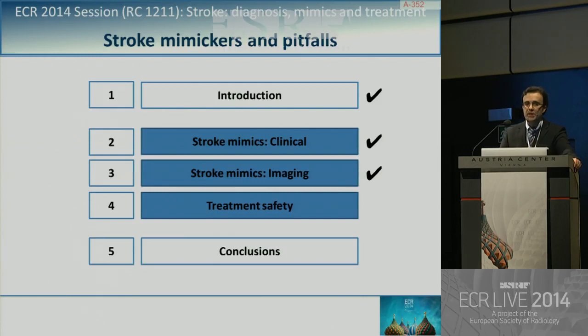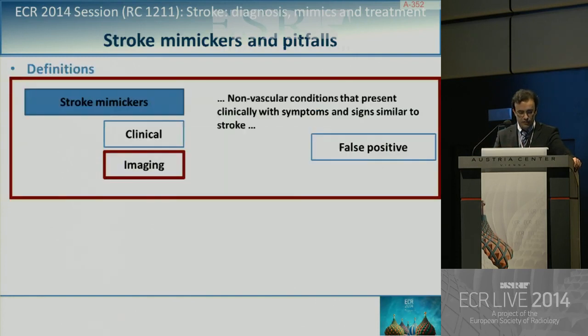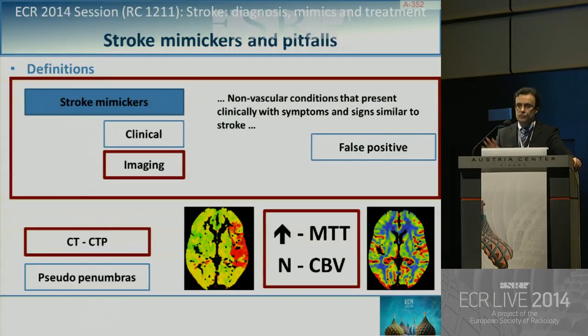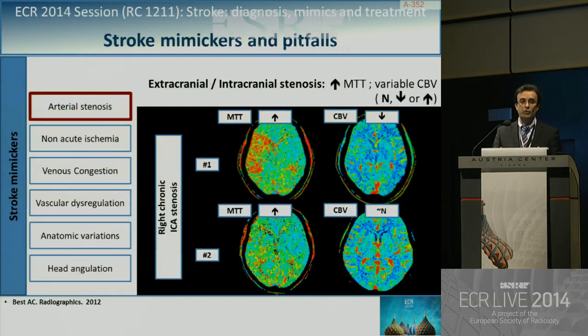So about stroke mimics, we could pick any sign of stroke and go into the differential diagnosis. I will just focus on two points that may be interesting for you, which are the so-called pseudo-penumbra, so other conditions that will go with increased MTT and normal CBV, and they are not resulting from an acute arterial occlusion. And one of the most common ones is artery stenosis: carotid stenosis, vertebral stenosis, basilar stenosis. So extracranial or intracranial stenosis may present with an increased MTT with a normal or decreased CBV.